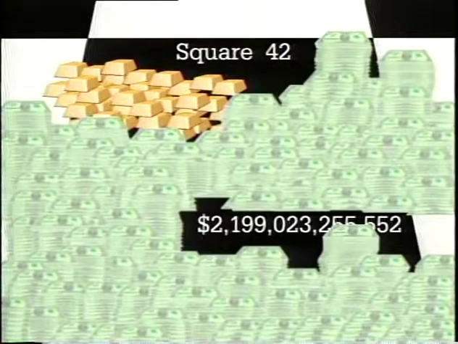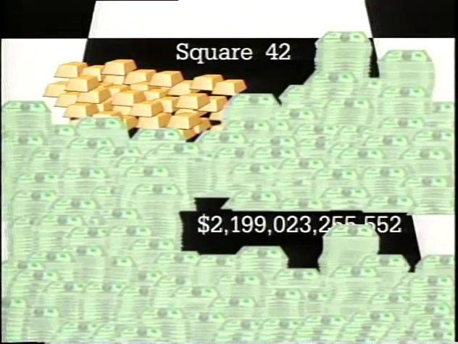And the exponential amount on the 42nd square is greater than the sum of the money on all the squares of the linear model. Let's graph this situation. We'll put the number of squares on the horizontal scale and dollars, in tens of billions of dollars, on the vertical scale. Here we go.